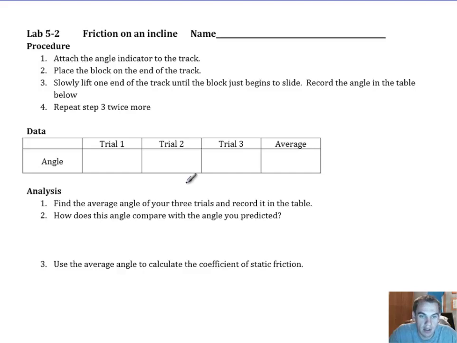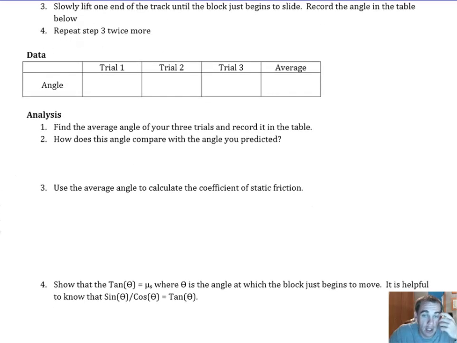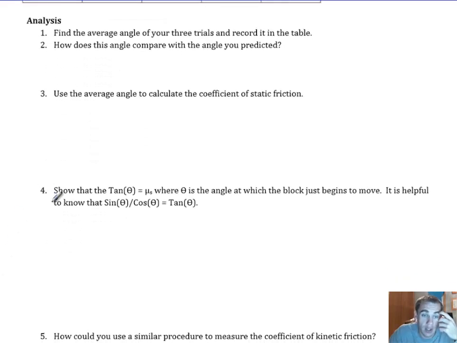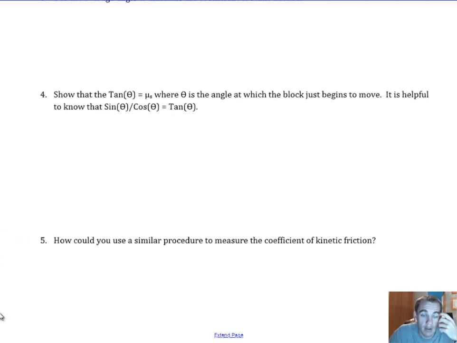The next page of this lab is basically do this. Find the angle at which the block begins to slide and see what you get. So 3 trials and an average, just to make sure we're eliminating error. The average angle is going to be used to calculate the static friction. And then number 4 is to show that the tangent of theta is, well, we just did that on the other side. And how could you use a similar process to measure the coefficient of friction? Whatever you'd like there.